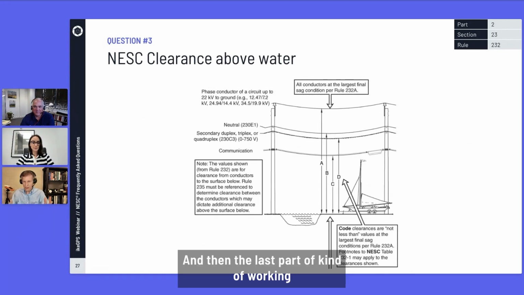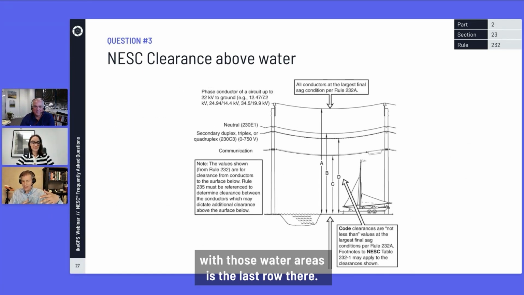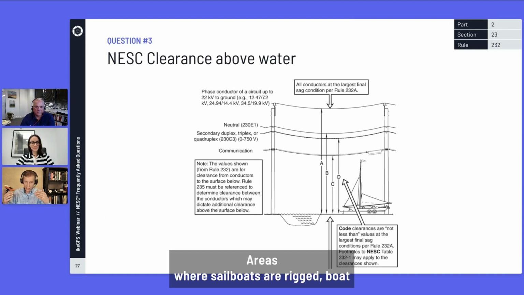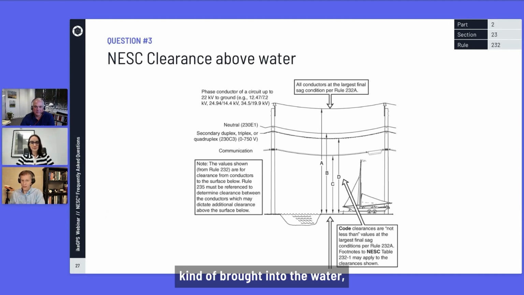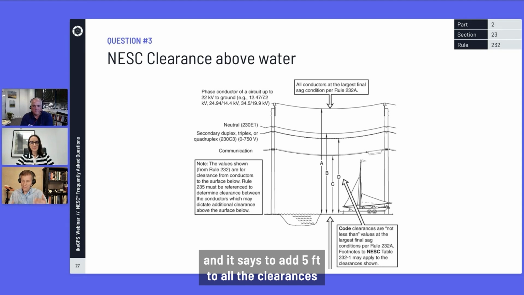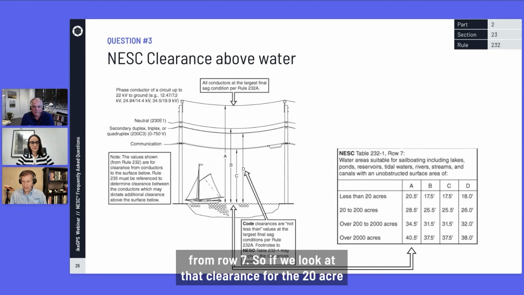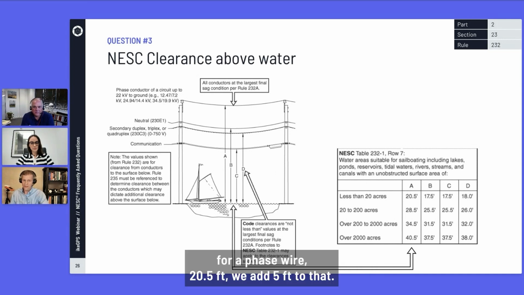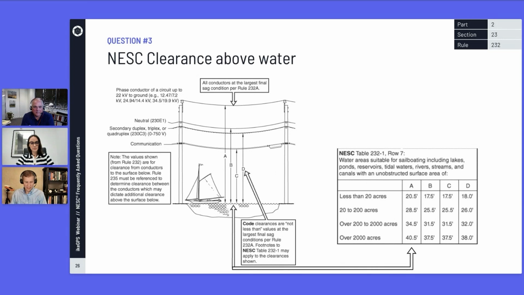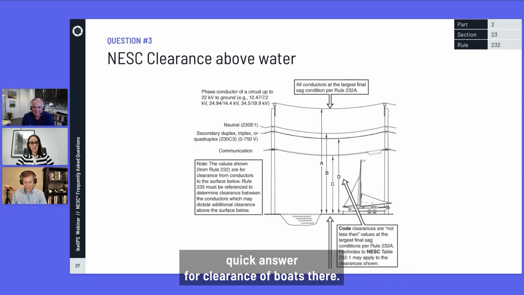And then the last part of working with those water areas is the last row there, areas where sailboats are rigged, boat ramps, where all those sailboats are brought into the water. And it says to add 5 feet to all the clearances from row 7. So if we look at that clearance for the 20 acre for our phase wire, 20.5 feet, we add 5 feet to that. So that's kind of the quick answer for clearance of boats there.